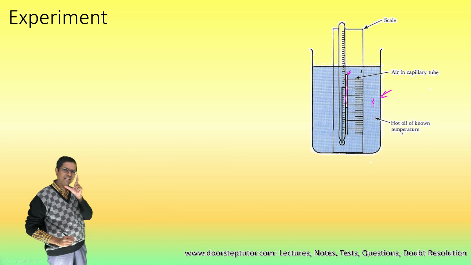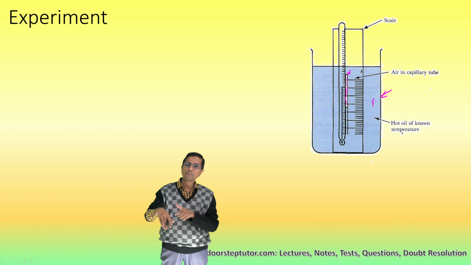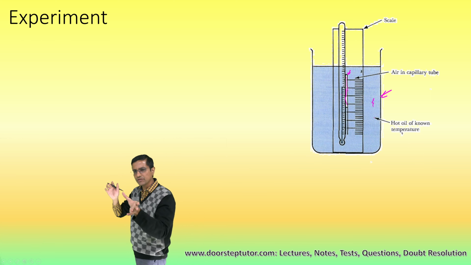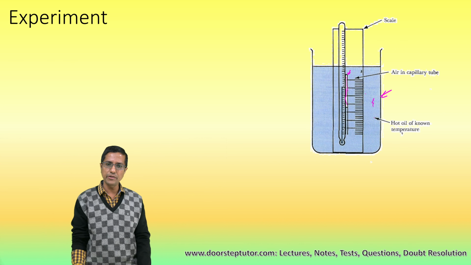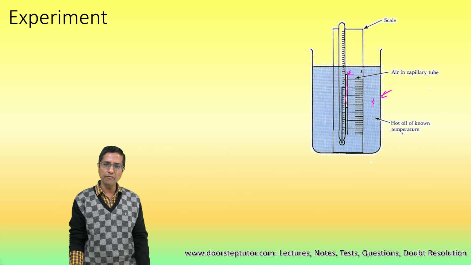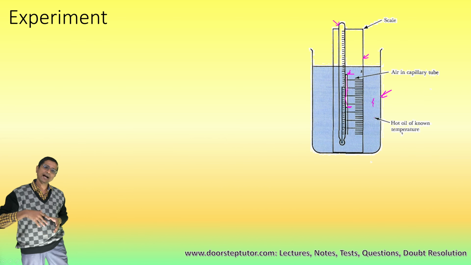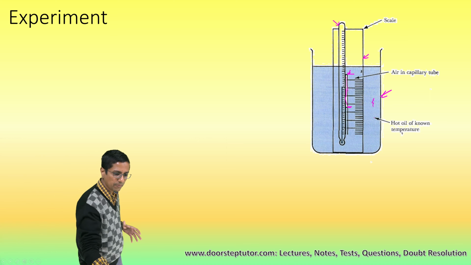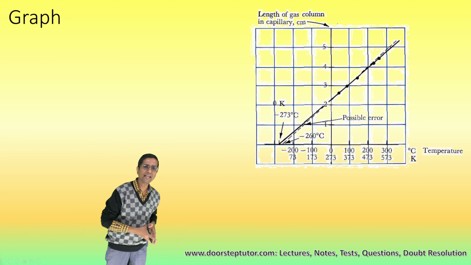So this is a very thin capillary tube. And why do we need it thin? Because even a small change in volume would produce a large change in height, because the tube is so very thin. I can measure the volume of air which is trapped here by using this scale, and I can also measure the temperature of the oil bath using this thermometer. Okay, so there are two things I can measure. I change the temperature of the oil bath, I measure the volume of the air in the capillary tube. Very simple experiment, and then I plot those values.